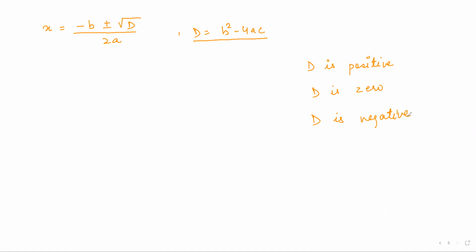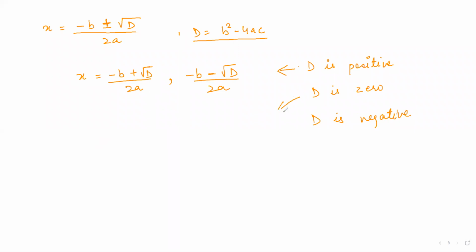Let us take them one by one. If D is positive, what will I get? One root will be x is equal to minus b plus under root D divided by 2a, where D has some positive value. And the other root will be minus b minus under root D divided by 2a. Because this is plus minus, that means there are two values.